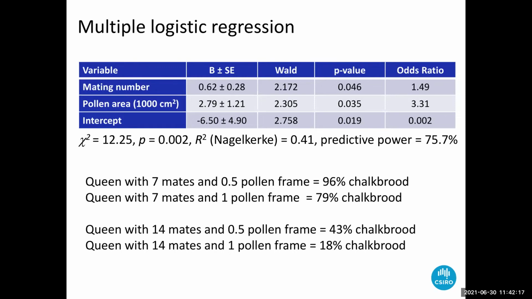and has half a frame of pollen in the brood box has a very high chance of being a chalkbrood hive. Whereas if the queen mated with twice as many drones and had a full frame of pollen in the brood box, then the chance of being a chalkbrood infected hive drops dramatically. Now, of course, all models are wrong, but this does help illustrate how colonies within the same apiary having different mating levels and pollen stores can have very different chalkbrood infection outcomes.